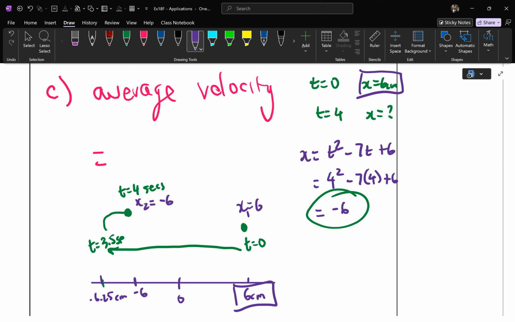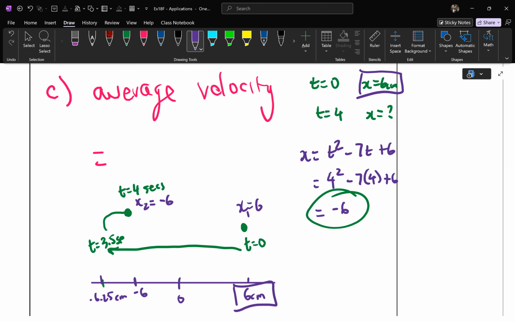But the reality is I've actually moved more than 12 spaces or units away. I didn't just go from 6 to negative 6. I actually went from 6 all the way to negative 6.25. So that's a distance of now 12.25. And then an extra 0.25.